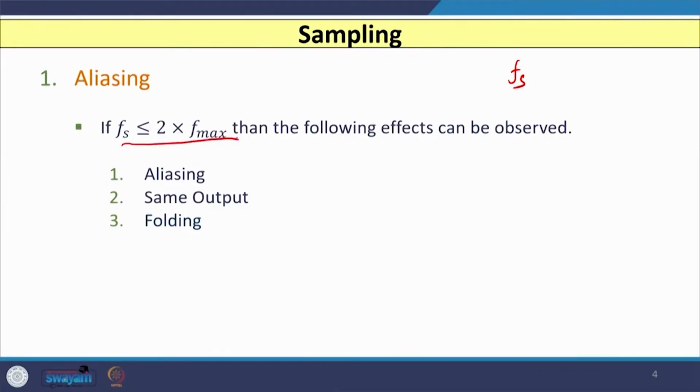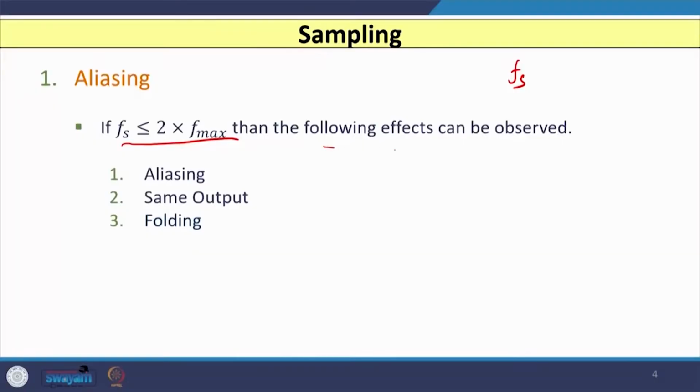So, Fs is, let us say, lower than or equal to 2 times the maximum frequency present in the acquired signal. If this is the case, then it is going to lead to these 3 effects. The first effect is known as the aliasing effect, the second effect is known as same output, and the third effect is known as folding phenomena. So, let us consider each and every effect in detail one by one. Now, let us see what aliasing is.